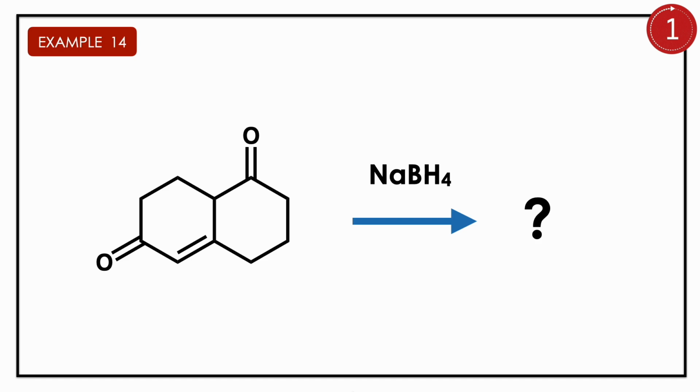Then the next example, you have decalin with one ketone and one conjugated ketone. You are using sodium borohydride. You should find what will be the final product.